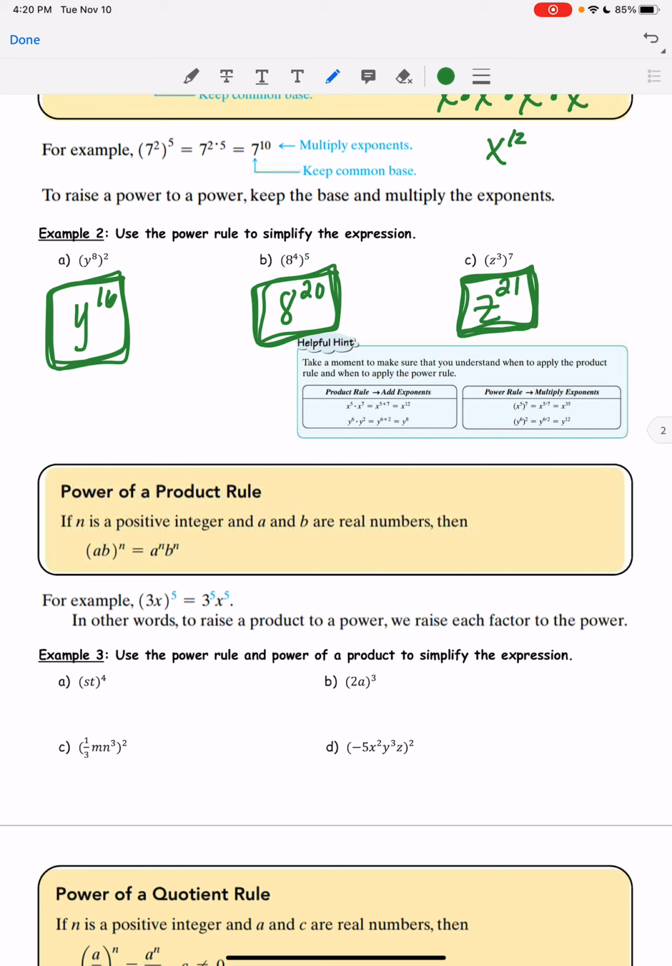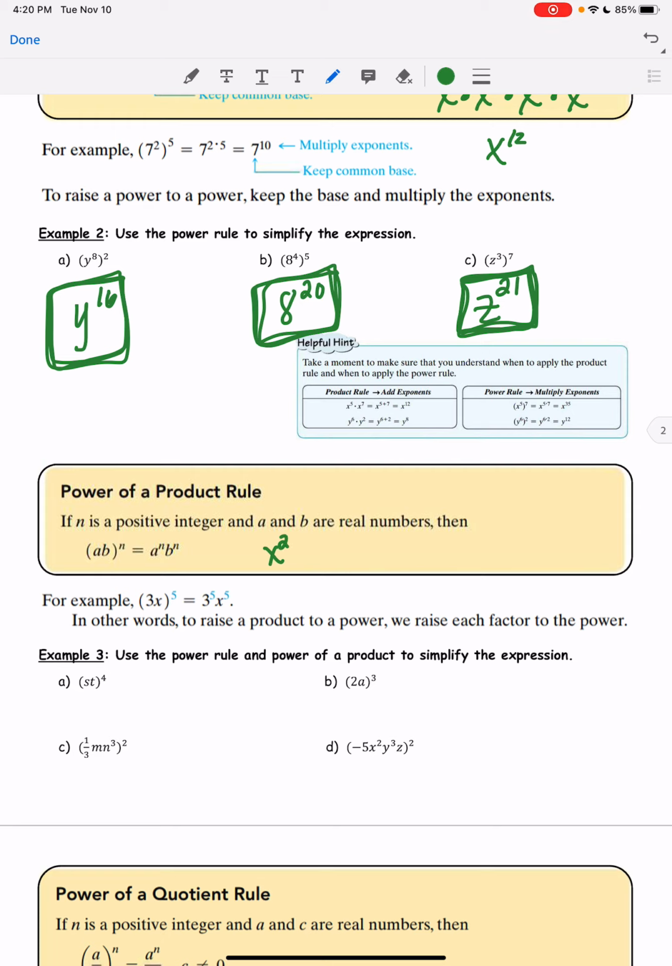So kind of going along with this last one, we have a power of a product rule. If you have 2 things inside parentheses, that exponent goes to everything. So you can almost think of it as distributing that exponent. Okay, and again, here's your reason why.